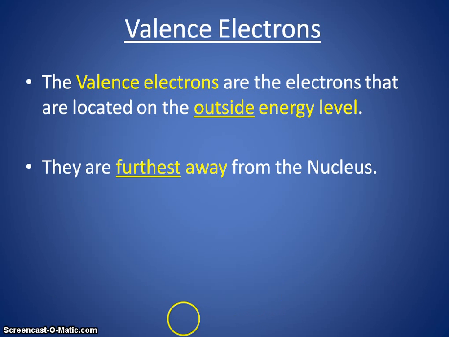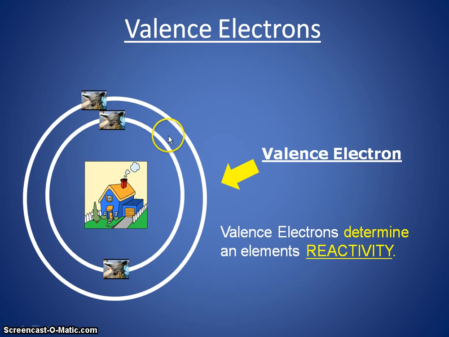Now, what's the difference between an electron and a valence electron? So the valence electrons are the electrons that are located on the outside energy level, or the very outside circle. They are the furthest away from the nucleus. Let's take a look. There is the valence electron. So these three are all electrons, but this one's special. It's called a valence electron. Why? Because it determines an element's reactivity.